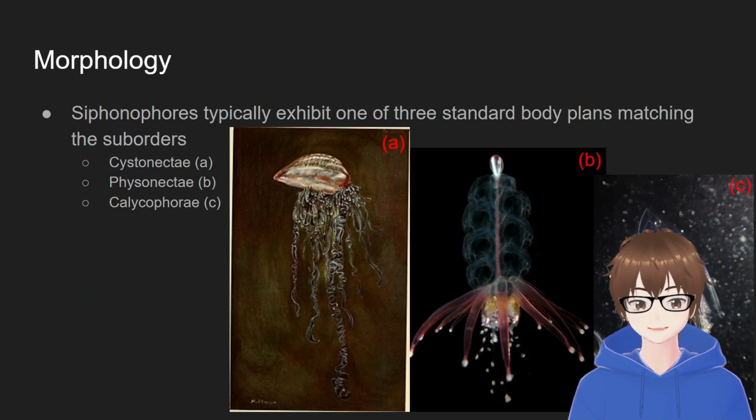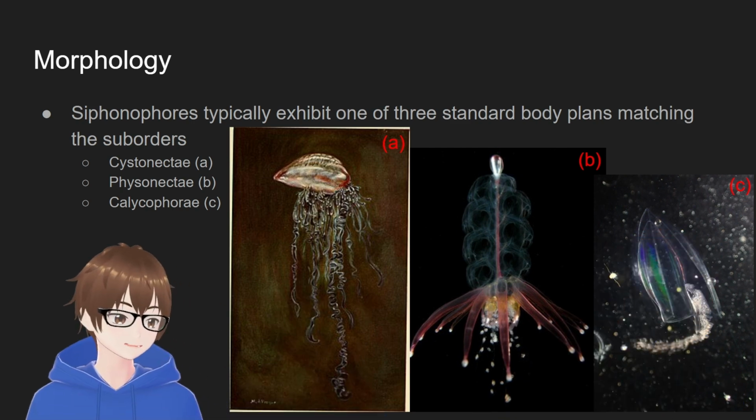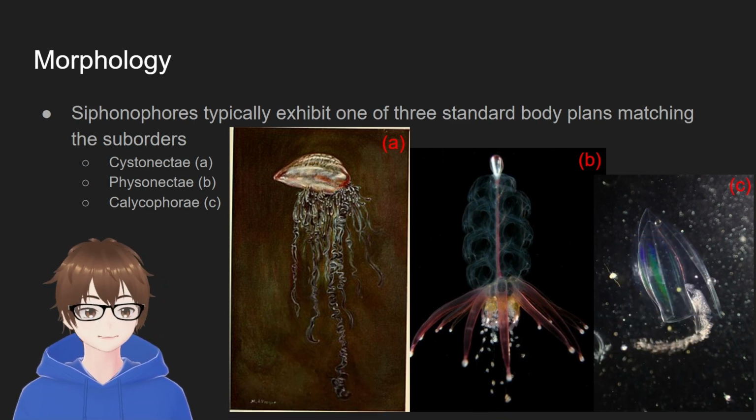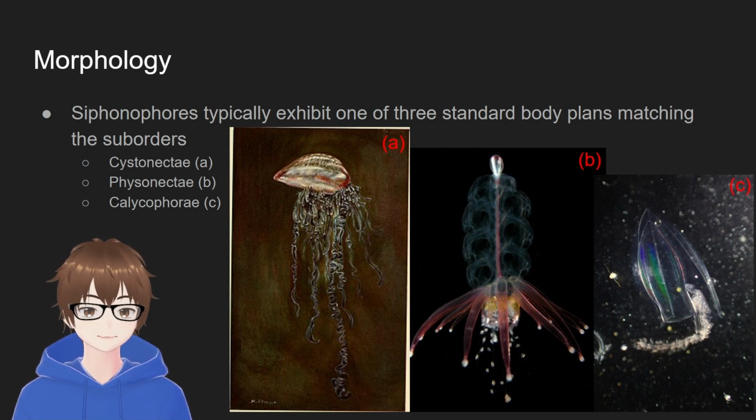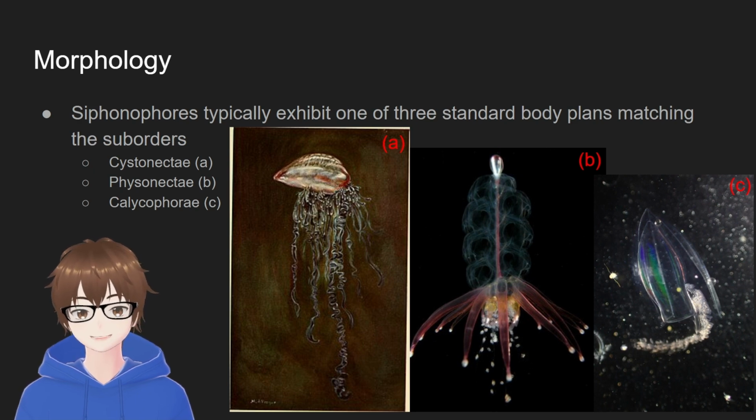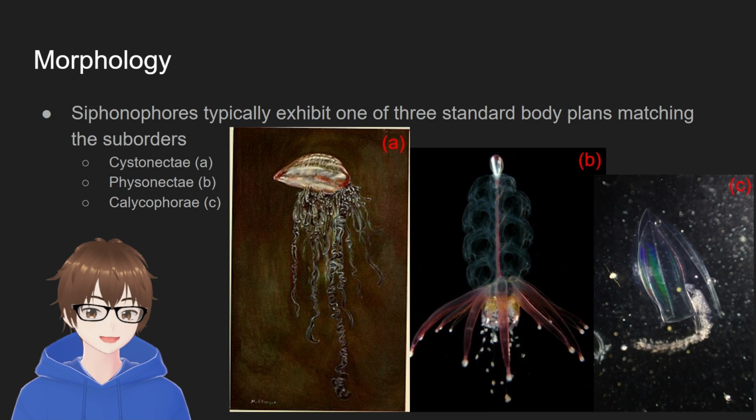So there is different morphology for all these creatures here, but there are three main types. Siphonophores typically exhibit one of these three standard body plans, matching these suborders: Cystonectae, Siphonophorae, and Calycophorae. I hope I said those somewhat similarly, and I have them lettered here.